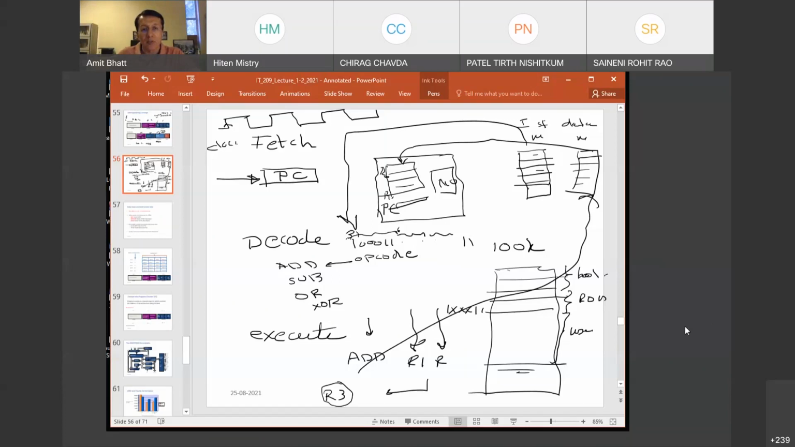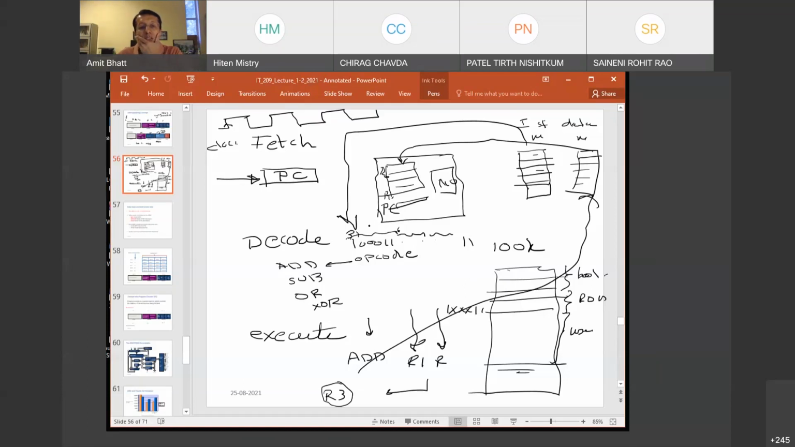Then it will send a message to the execute stage through the ALU, which is lying in the execute stage: okay, I'm going to send you two source operands, R1 and R2, and you're supposed to do the add operation. Then in the execute stage, it will do the add operation, and in the same execute stage, it will put the result back into the register file.